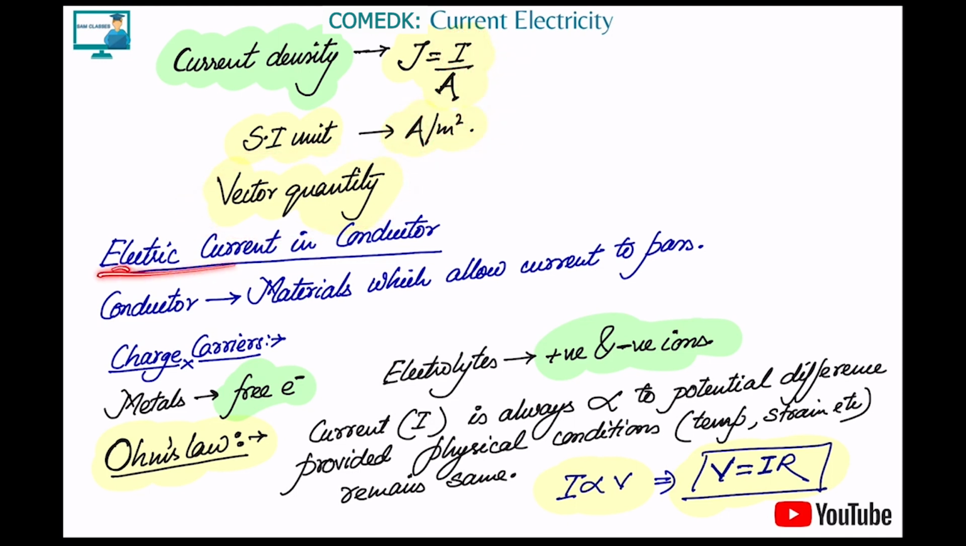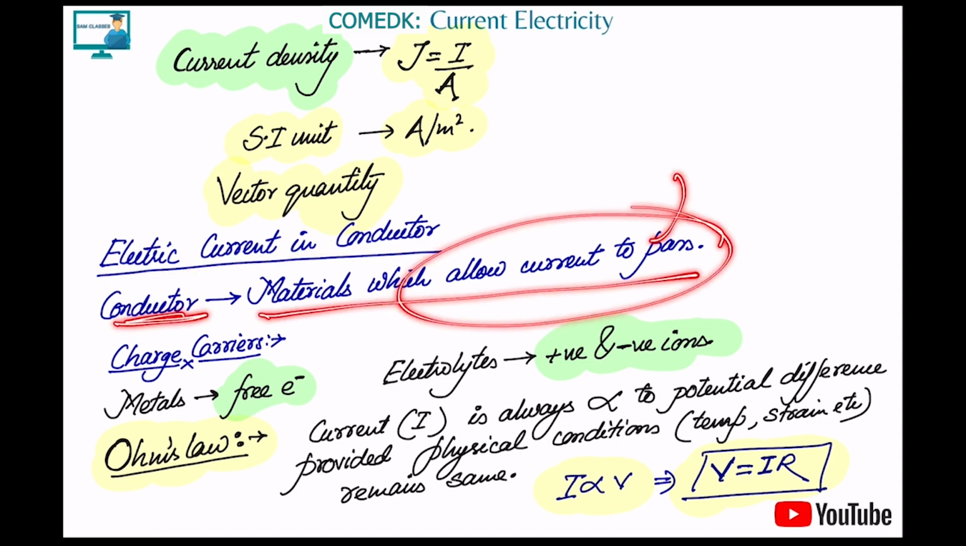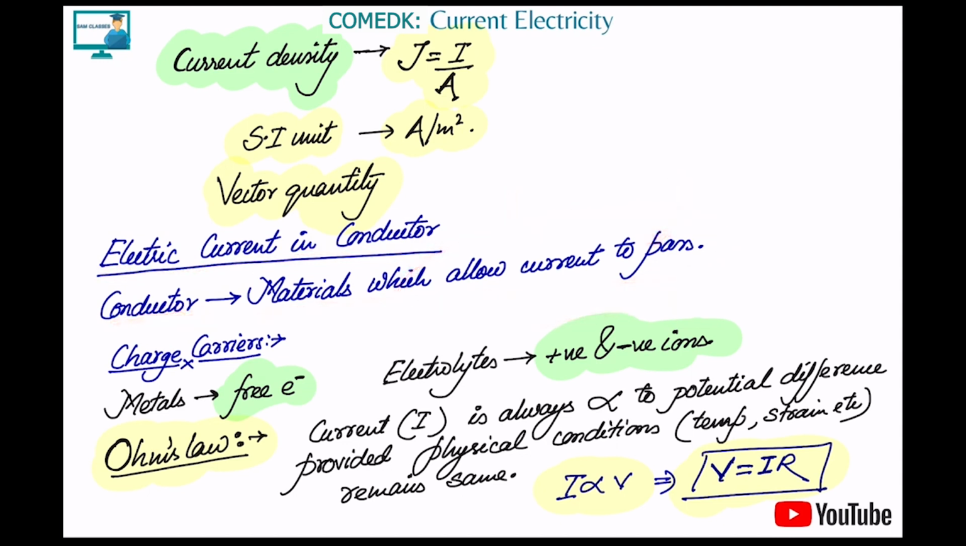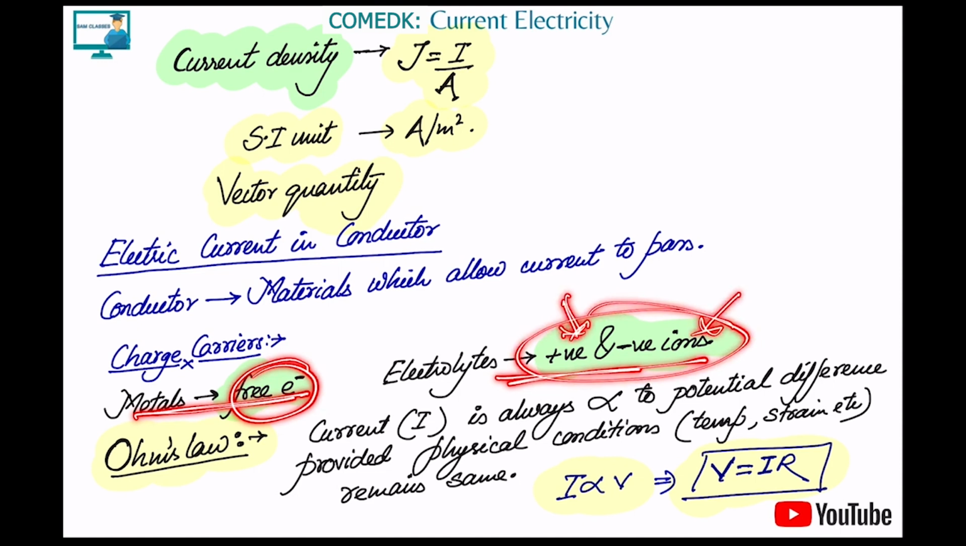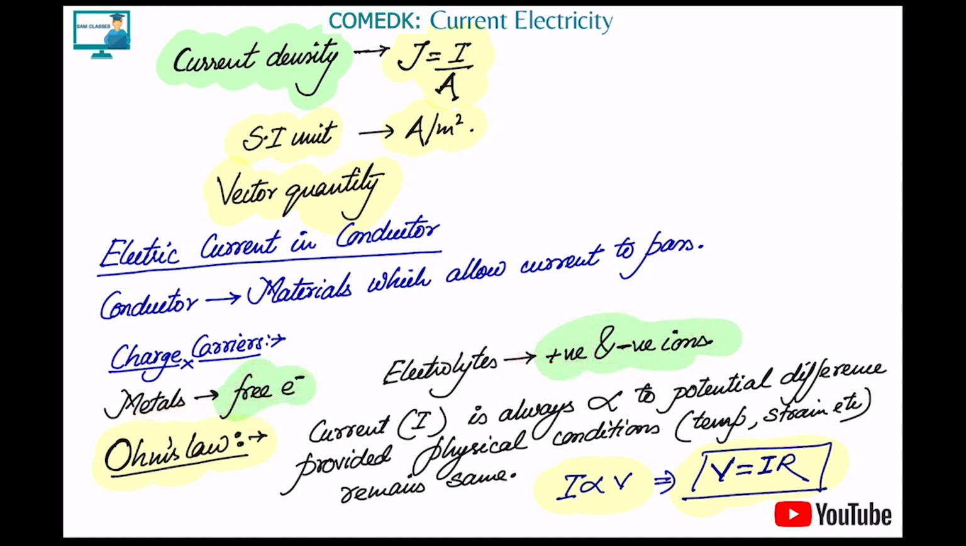Now, electric current in the conductor. In a conductor, we know it has free electrons, which allow the current to pass, and because of that it is able to conduct. Metals have free electrons. Electrolytes have ions, charged particles, positive ions and negative ions, we know about that. Not going into much detail, not needed.